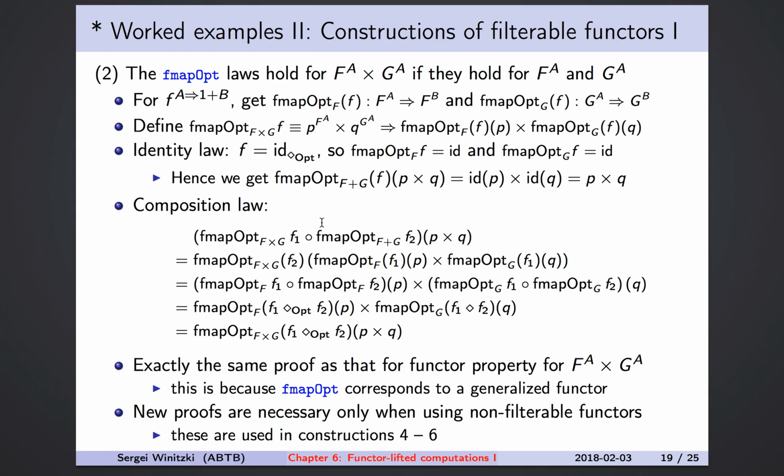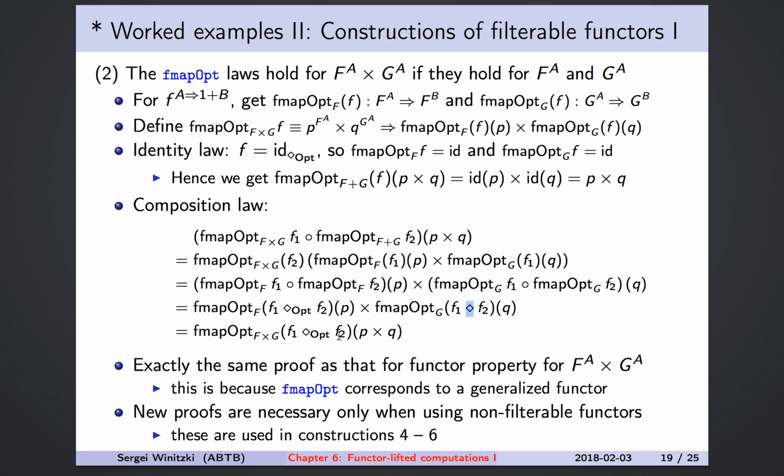The composition law holds because the composition acts separately on p and q, and so we have a composition of two fmapOpts f and two fmapOpts g separately. So we are not mixing up p and q. So fmapOpt f only acts on p and fmapOpt g only acts on q. So we're not mixing it up, and so the composition acts separately on the two parts of the conjunction, on the product, and therefore the laws hold.